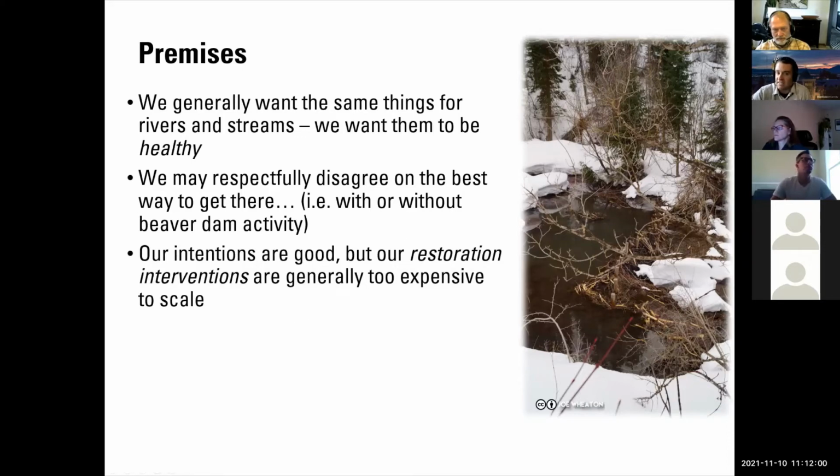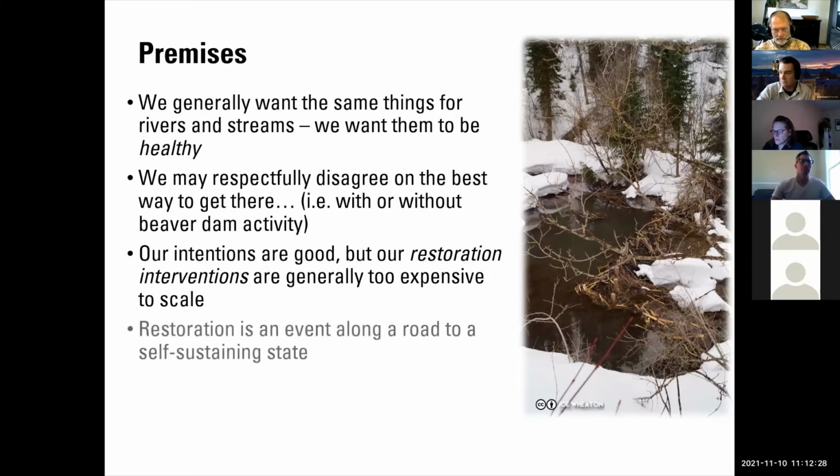I think everybody's intentions in the restoration conservation business are good, but one of the reasons we've all been so excited about beaver dam activity is if you can engage that process, it's not only more cost effective, it's potentially more self-sustaining and can expand far beyond the footprint of where you can afford to treat. And BRAT can help us with some of the expectations for that.